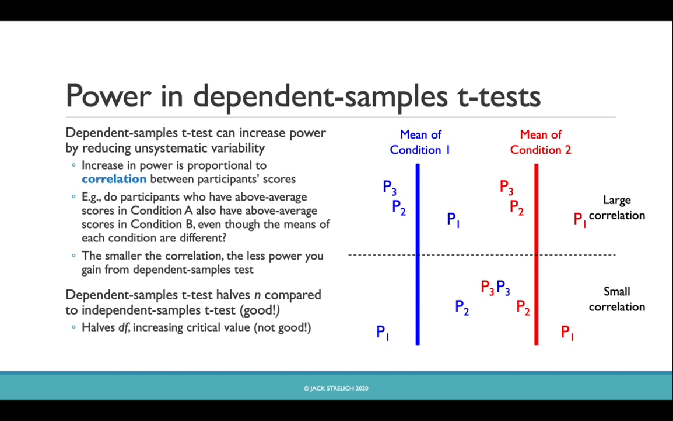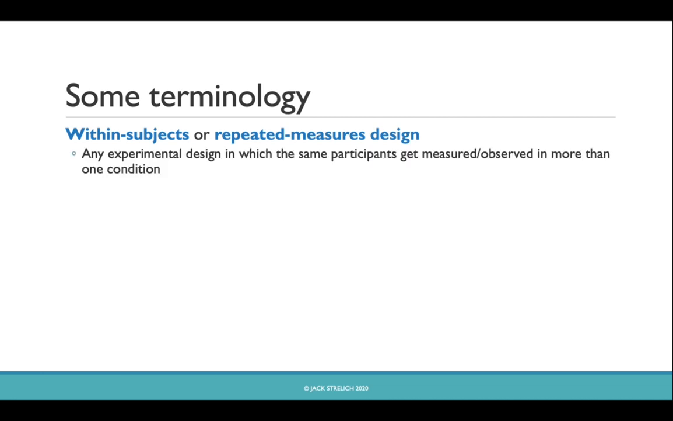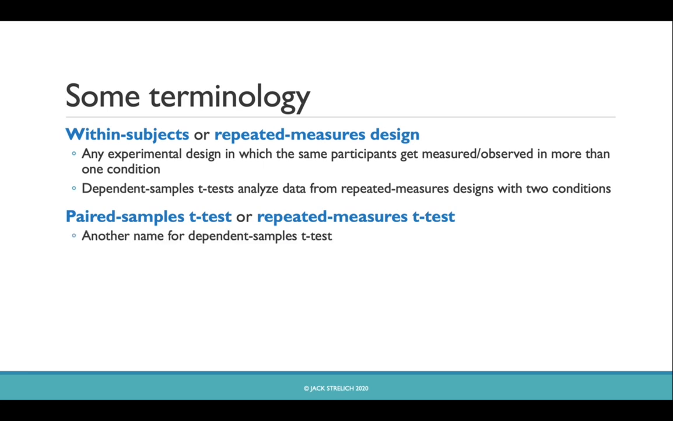I want to wrap up this lecture by clarifying some terminology. The first term we'll talk about are within subjects or repeated measures designs. This refers to any experimental design in which the same participants get measured or observed in more than one condition. Dependent samples t-tests analyze data from repeated measures designs that have exactly two conditions. If we have more than two conditions, we'll need to use a different type of test, which we'll be discussing in the weeks to come. The terms paired samples t-test or repeated measures t-test are other names for the dependent samples t-test.